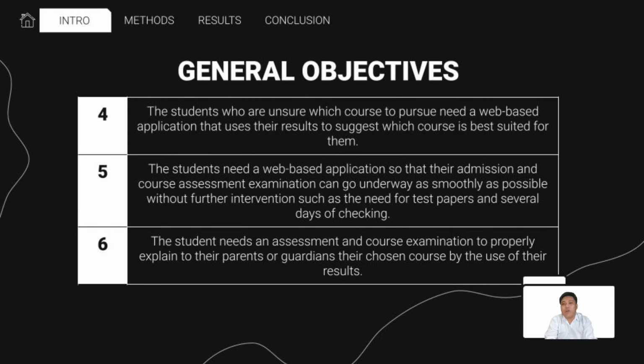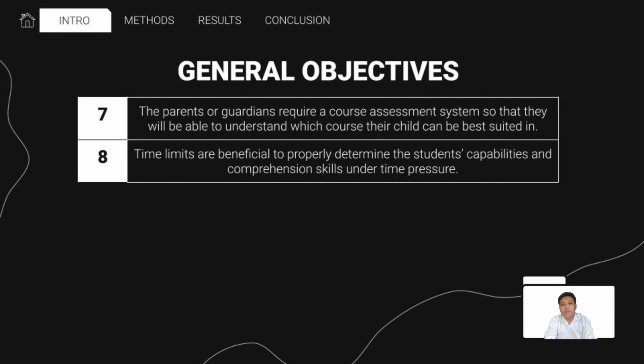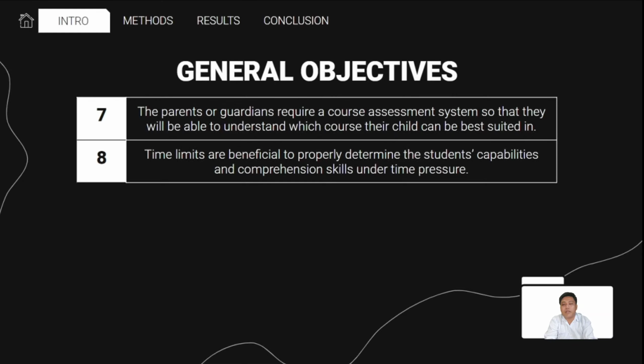The students need a web-based application so that their admission and course assessment examination can go underway as smoothly as possible without further intervention, such as the need for test papers and several days of checking. The students need an assessment and course examination to properly explain to their parents or guardians their chosen course by the use of their results. Time limits are beneficial to properly determine the students' capabilities and comprehension skills under time pressure.